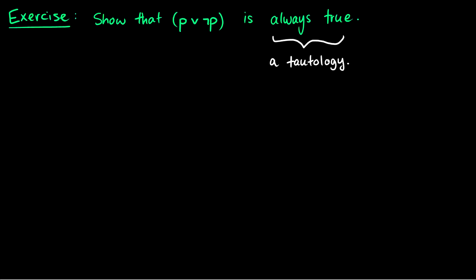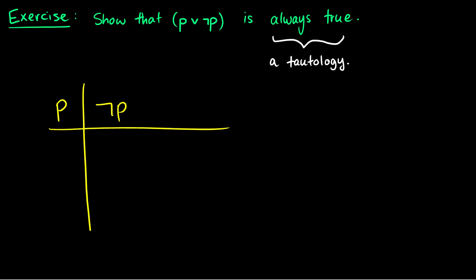Now, I have a couple exercises. The first thing I want to do is show that P or not P is always true. And this is known as a tautology when it's always true, meaning that every single value in our truth table is going to be 1. So let's do this. Let's build our truth table. First thing, we have to start with P. And then I'm doing P or not P, so the second thing I have to do is build not P. And then finally, I can put them together to make P or not P.